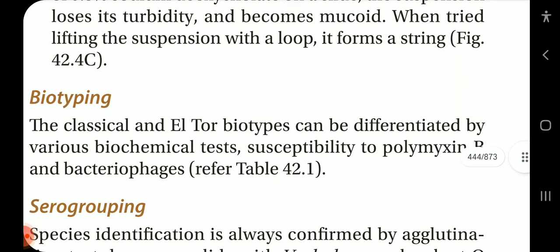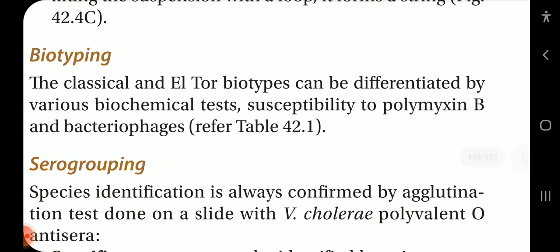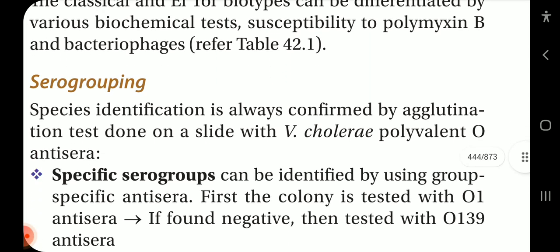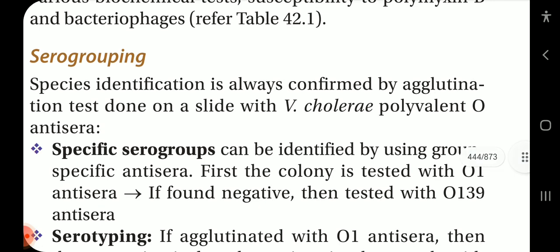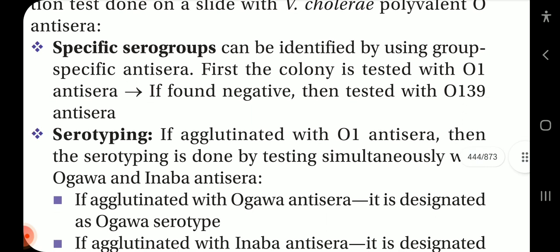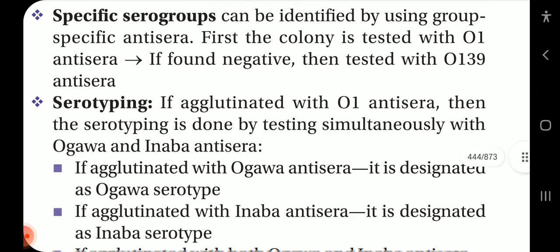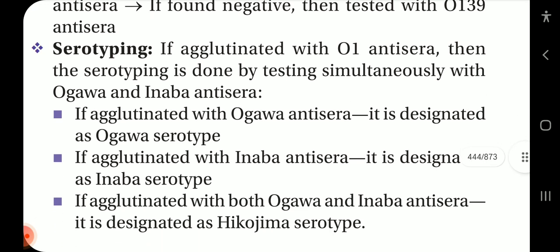Biotyping: the classical and El Tor biotypes can be differentiated by various biochemical tests, susceptibility to polymyxin B and bacteriophages. Serogrouping: species identification is always confirmed by an agglutination test done on a slide with Vibrio cholerae polyvalent O antisera. Specific serogroups can be identified using group-specific antisera. First, the colonies are tested with O1 antisera. If found negative, then tested with O139 antisera.